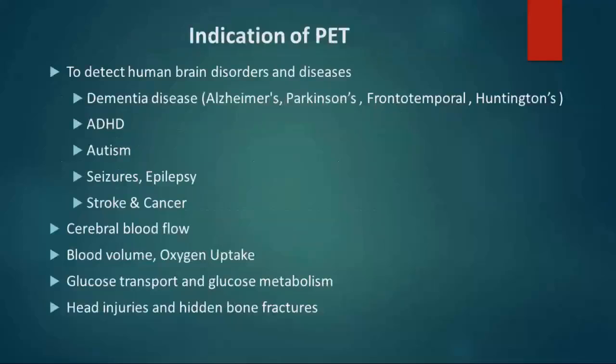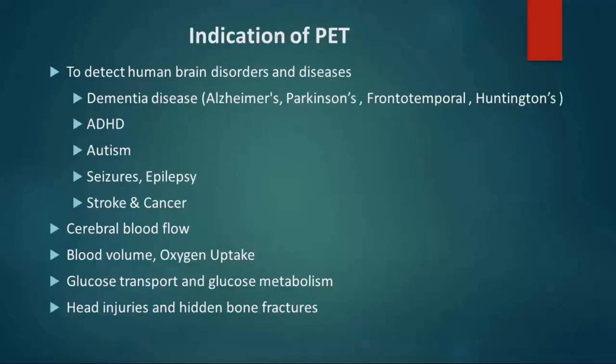So we will first talk about when patients are prescribed the PET scan. The PET scan is mostly used to detect brain disorders and diseases. The PET also shows metabolic changes occurring at the cellular level in an organ or tissue, and it is the only scan that examines tissue at the cellular level.